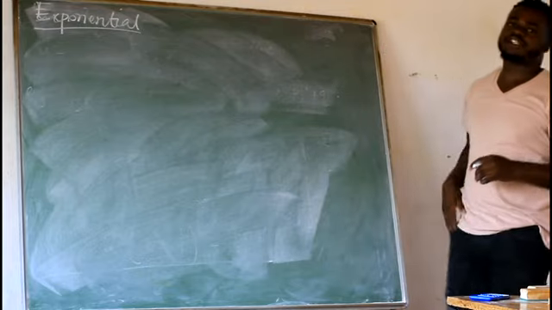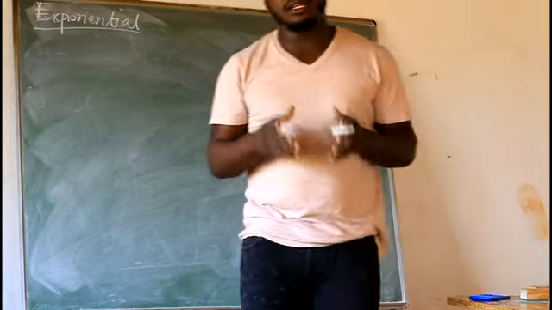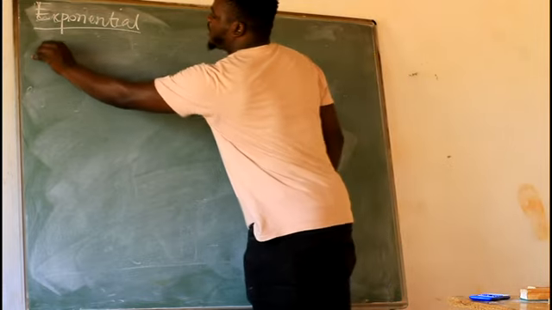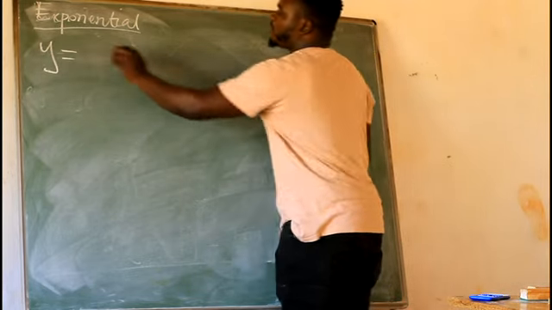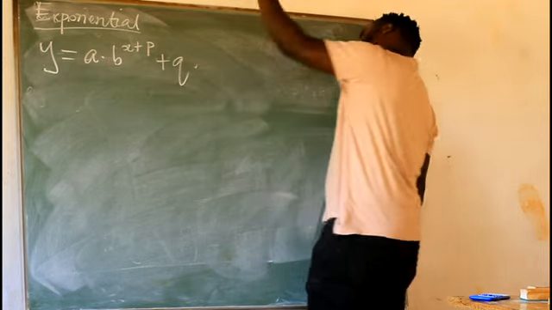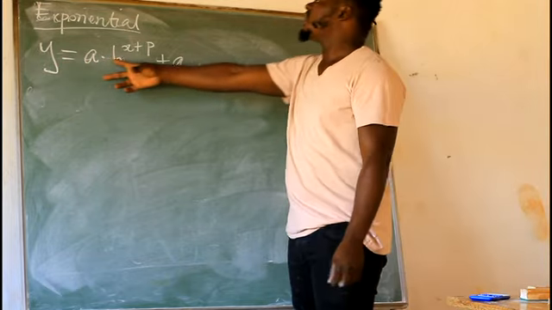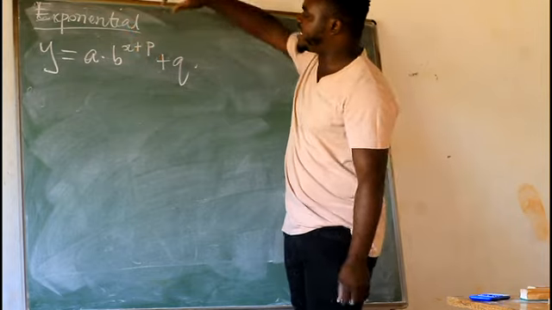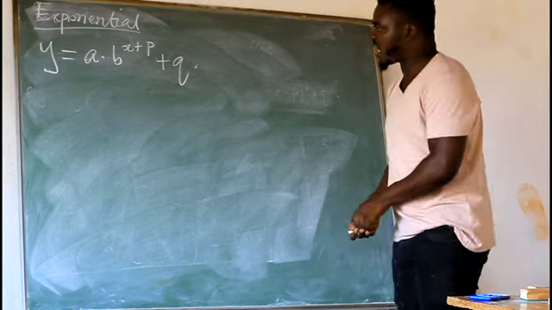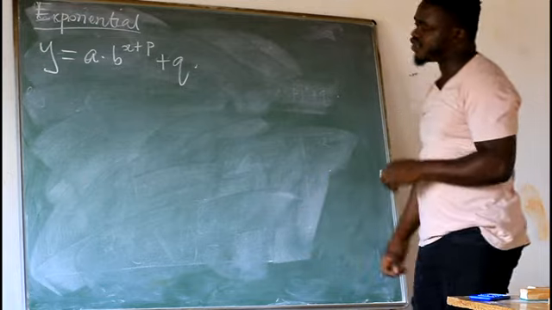Whenever you're dealing with the exponential graph, you have to remember the exponential laws. When we talk about the exponential graph, we find it in the form of y equals a times b to the exponent x plus p, plus q. It is called exponential just because the independent variable, which is x, is in the exponent. That is why it's called the exponential graph.